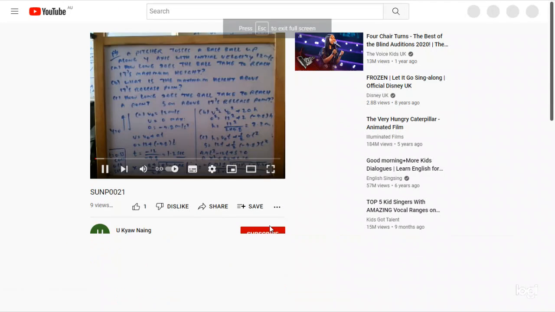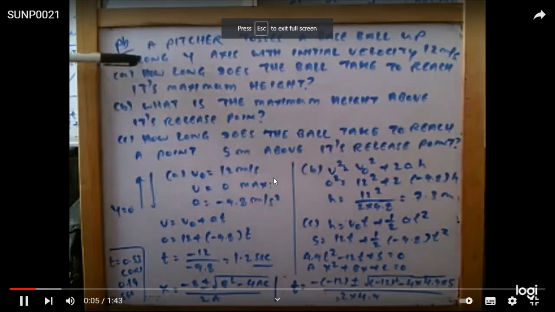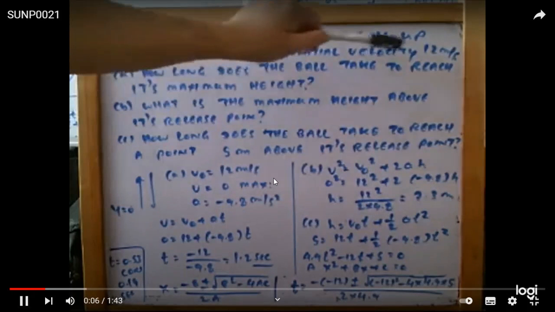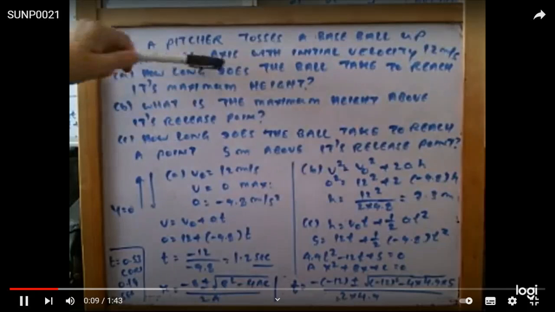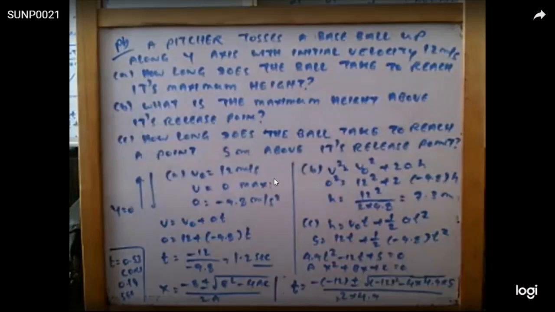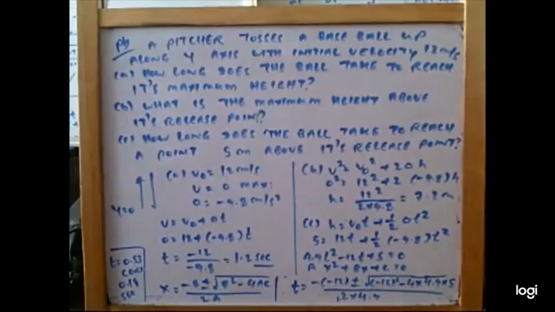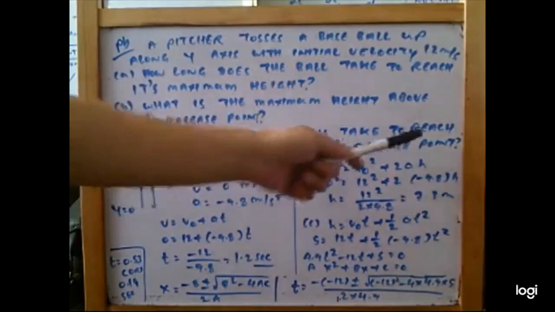Okay, this problem. A pitcher tosses a baseball up along the y-axis with an initial velocity of 12 meters per second. A: how long does the ball take to reach its maximum height? B: what is the maximum height above the release point? And C: how long does the ball take to reach the point 5 meters above its release point?